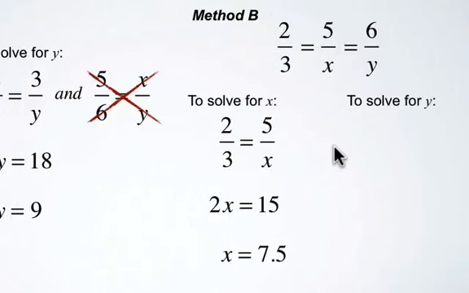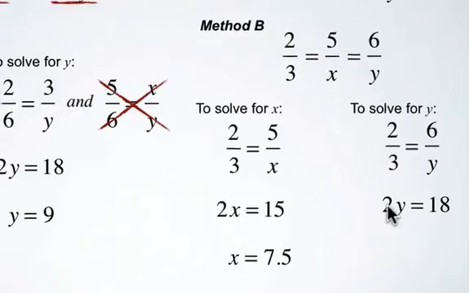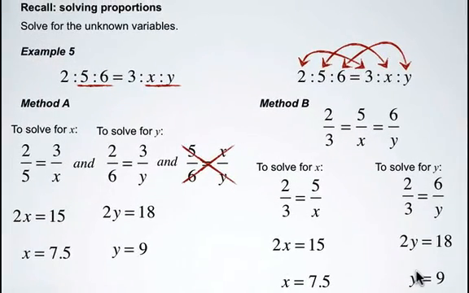To solve for y, we'll use that 2 over 3 fraction again, and we'll use this 6 over y, and we'll compare those 2 fractions or ratios. 2 times y when we cross multiply is 2y, 6 times 3 is 18. To get the y all by itself, again you need to divide by 2, giving you y equals 9. Same result as we had before.